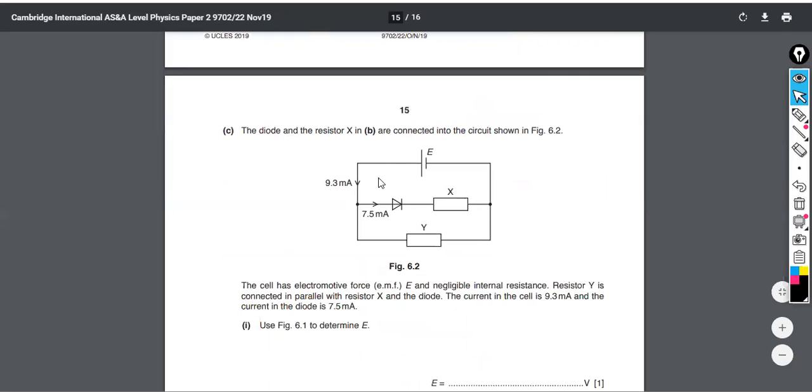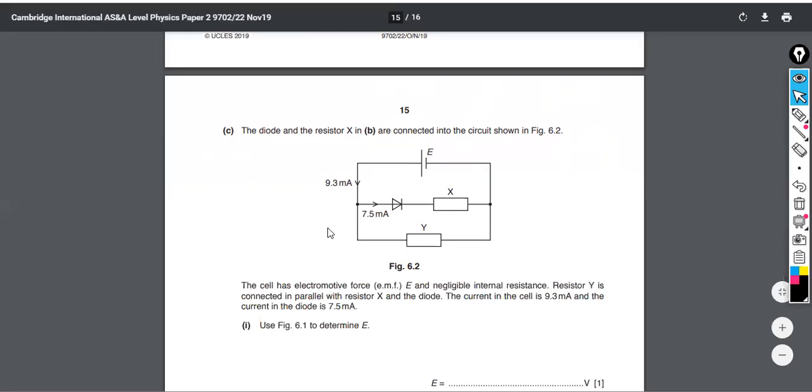So here we see a circuit, and it's telling us that the two components that we were looking at in that graph are here and here. So the resistor X that was graphed, the straight line, and the diode is this symbol. They are in series on this branch, and then they're in parallel with another resistor Y. The cell has electromotive force E and negligible internal resistance. Resistor Y is connected in parallel with resistor X and the diode. They tell us the current in the cell is 9.3 milliamps, and the current in the diode is 7.5 milliamps. It says to use figure 6.1 to determine E.